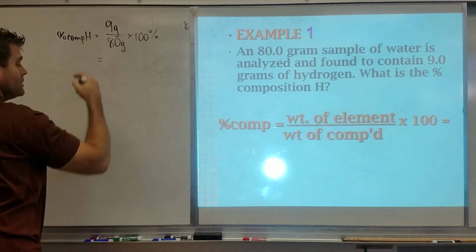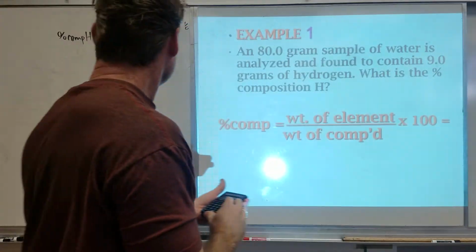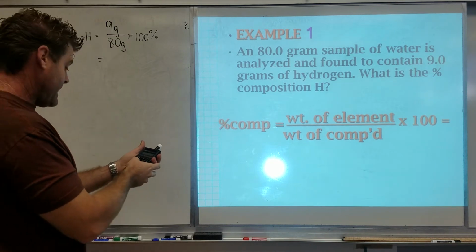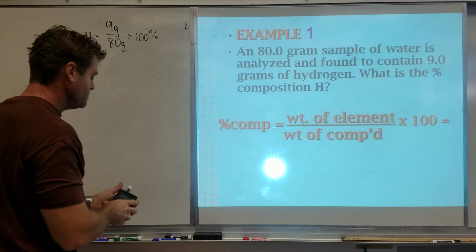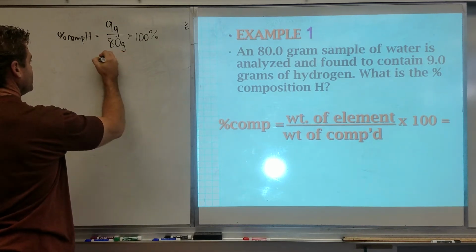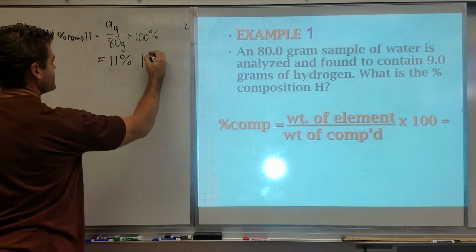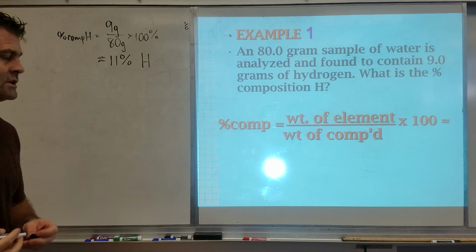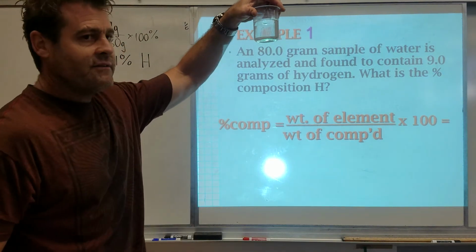And so you do that, and you are going to get, so I go 9 divided by 80. I'm going to get a decimal value. I'm going to multiply by 100, which will move the decimal over 2 places, and it's 11.25. I'm going to just say it's approximately 11%. So it's 11% hydrogen. So by weight, 11% of it is hydrogen.